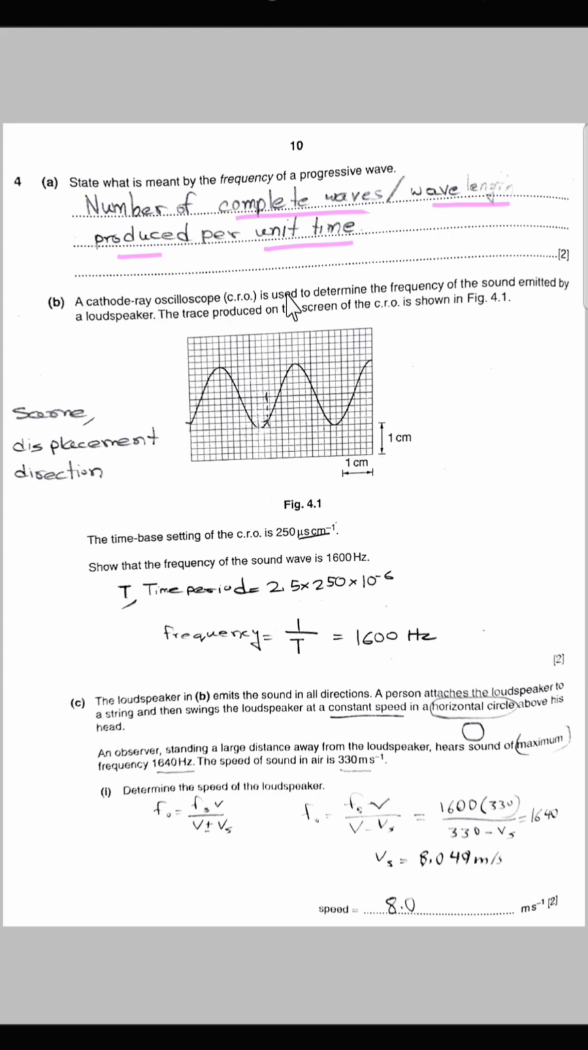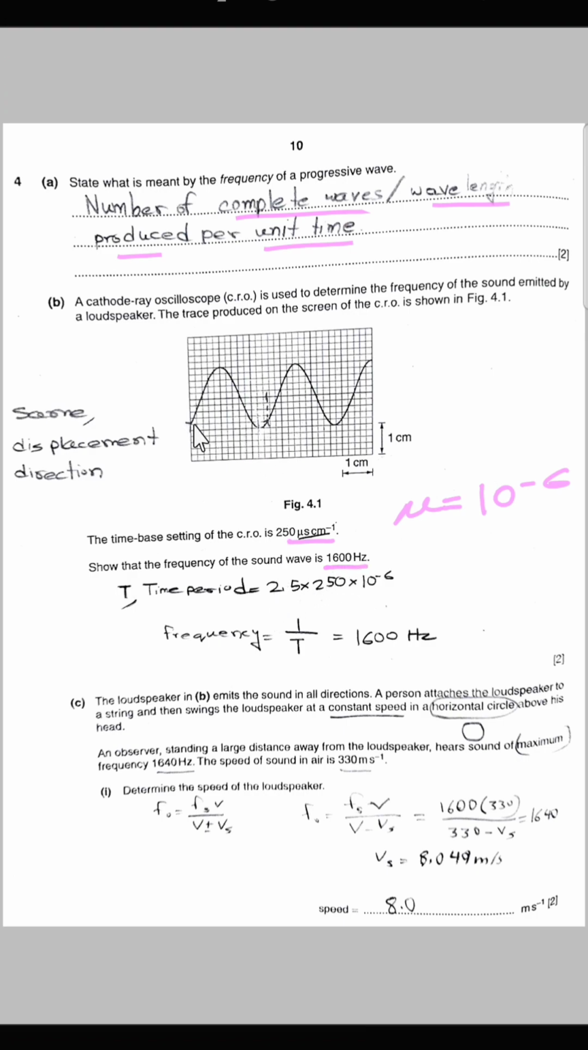A cathode ray oscilloscope is used to determine the frequency of the sound emitted by the loudspeaker. The trace produced on the screen of the CRO is shown in figure 4.1. The time-base setting of the CRO is 250 microseconds per box. As we know, the value of micro is 10 to the power negative 6. Show that the frequency of the sound wave is 1600 Hz.